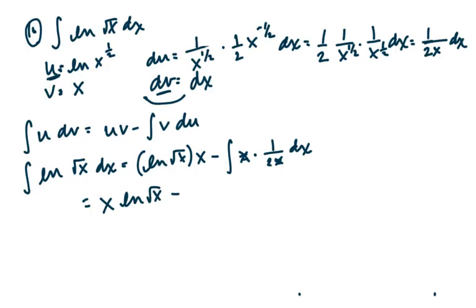minus 1/2 times the integration of dx. Remember, there's an understood 1 in there. You could leave the 1/2 inside if you'd like. It's the same thing either way. So we have x, natural log square root of x, minus 1/2 x plus c.